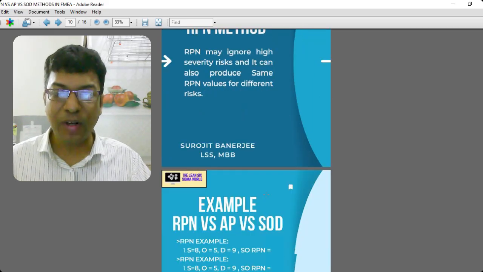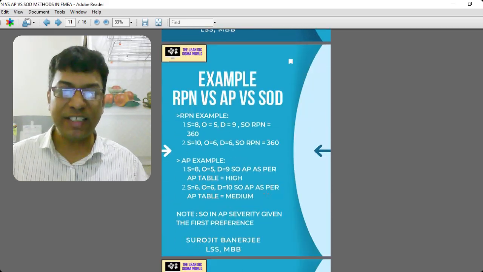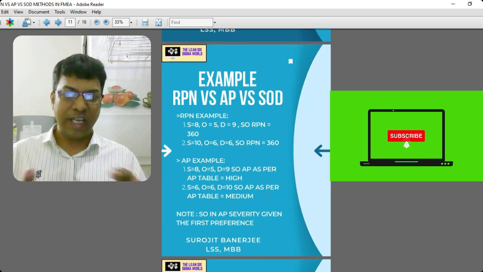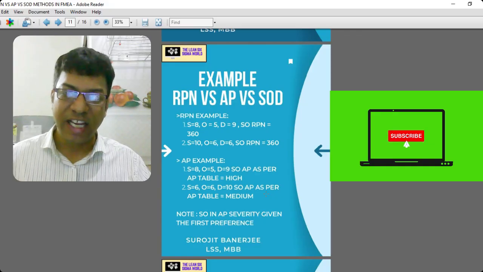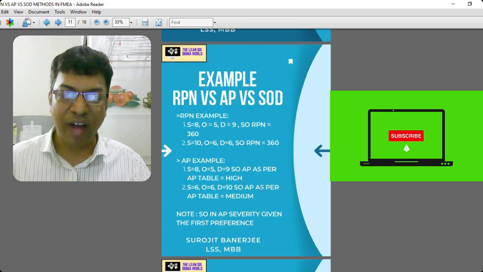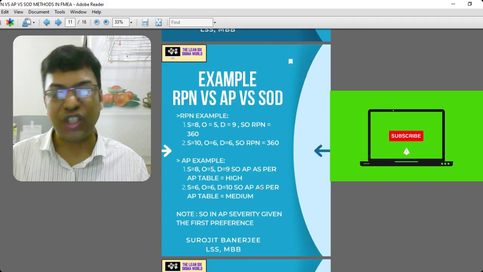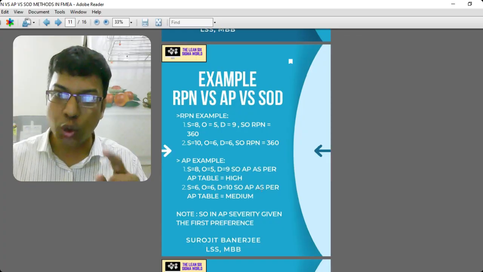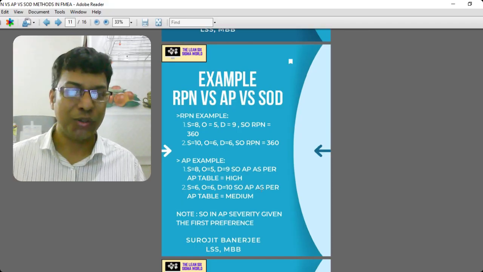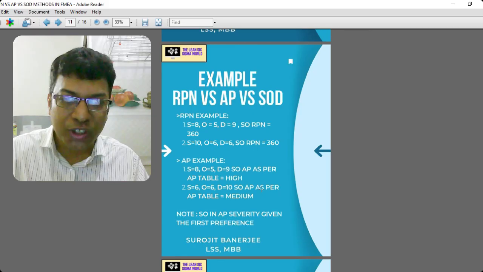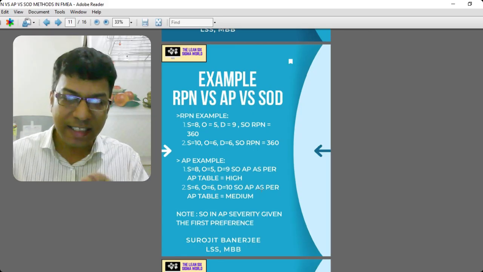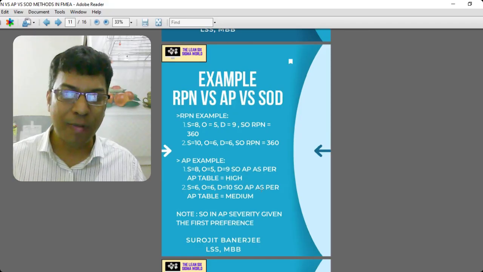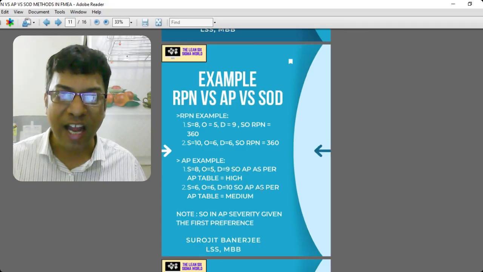Now, an example of RPN, action priority, and SOD. This example will clear everything for you. See, in the RPN example, if the severity is 8, occurrence is 5, and detection is 9, the RPN number becomes 360. Now the severity increases to 10, occurrence 6, detection 6, and the RPN number is again 360. So how can you detect which problem is the most critical and more serious? Here the severity has increased to 10, but your RPN number is still 360. Both are the same, 360 and 360. So which problem should you focus on? You cannot identify it from the RPN number.